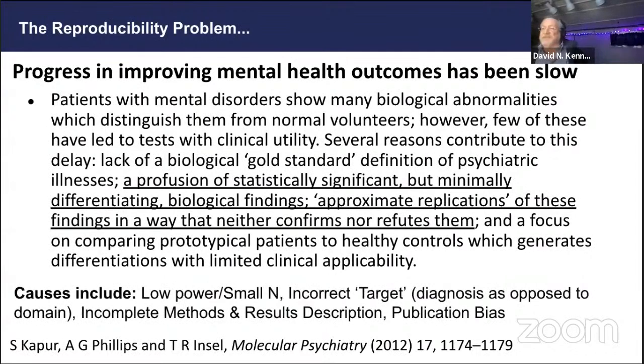So there's lots of reasons that these concerns are expressed. And we'll talk about them and look at issues of them. But certainly, we're using often low-powered studies. Diagnosis is not a great target. We don't really publish proper and complete methods and results. And publication bias leads to kind of a skewed literature. And we'll look at each of those sort of ramifications as we go through this presentation.